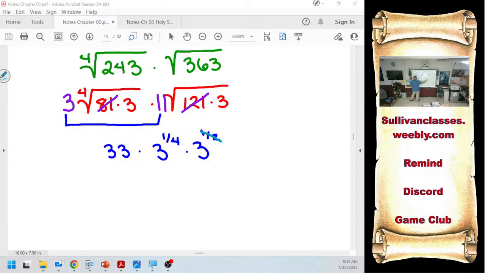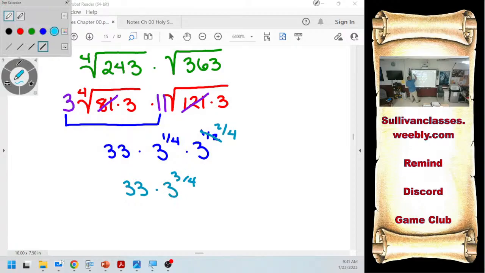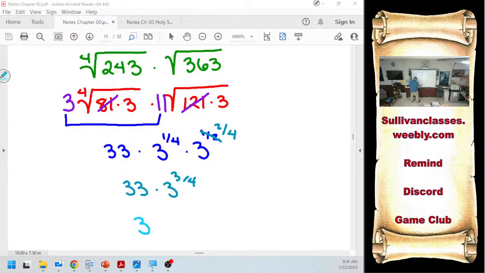Call this 2/4. I now have 33 times 3 to the 3/4, which can be written as 33 times the 4th root of 3 to the 3rd. I better know that one.